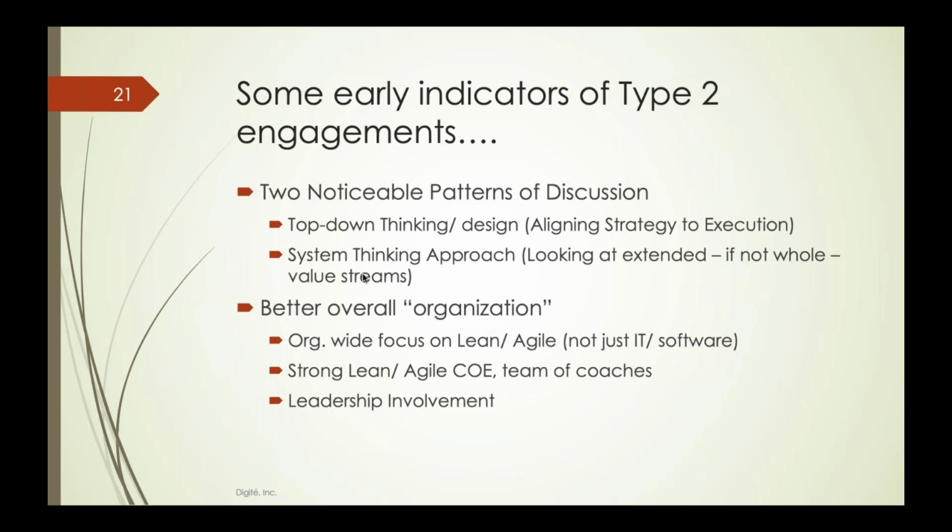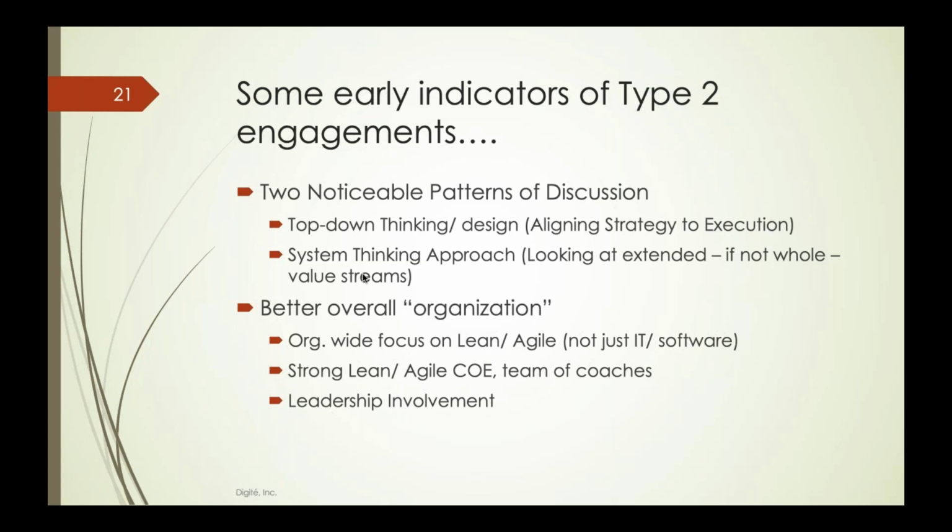And the second was just the kind of companies these were. Clearly the companies that were this type 2, as I call them, were in a way better organized. They were different from the other organizations in this respect. Firstly, there was clearly an organization-wide focus on lean and agile, and not just in software and IT, but even outside of software and IT.